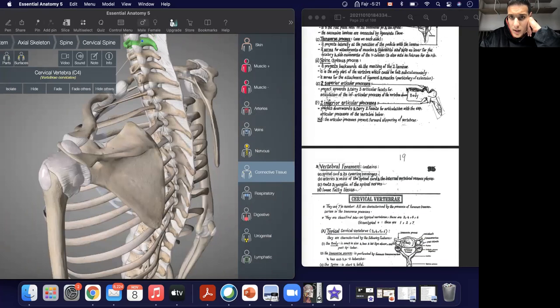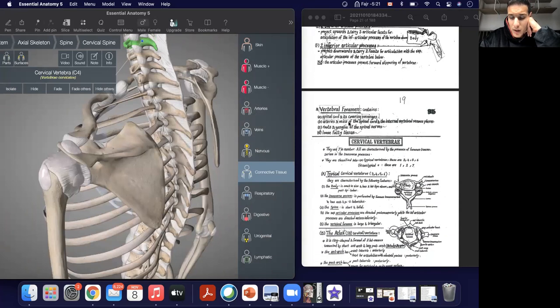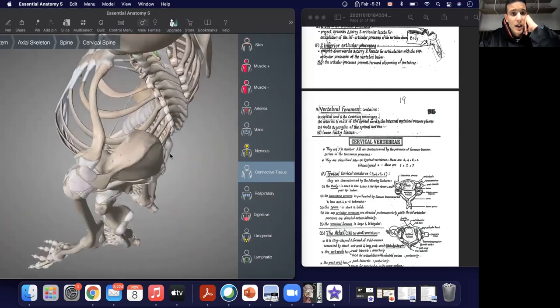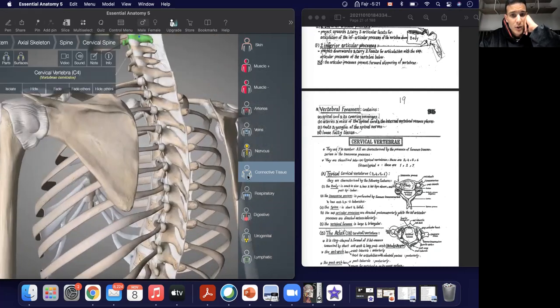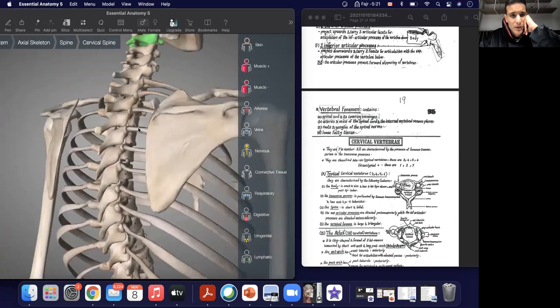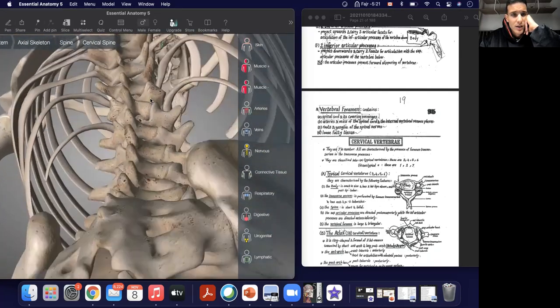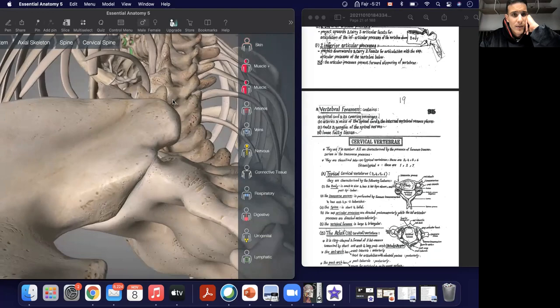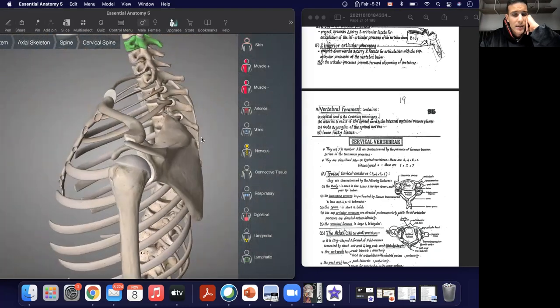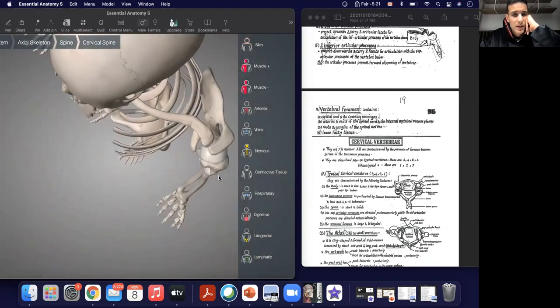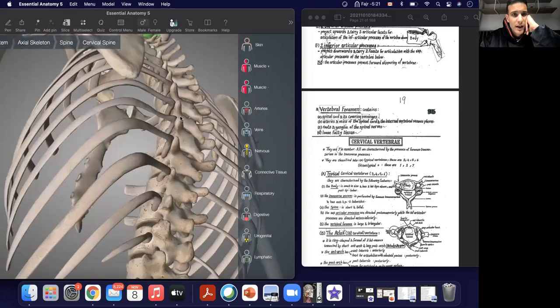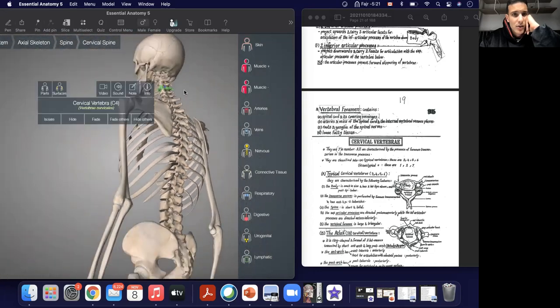Then we're going to talk about the vertebral foramen, with the spinal cord and its covering meninges passing through it. I hope I can just show you what this vertebral foramen is like. I don't know if I'm able to just take a look here. No, but let me see. Can I do this? If I hide the skull, can I hide the skull?